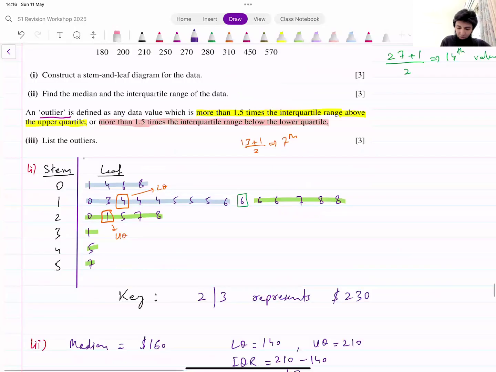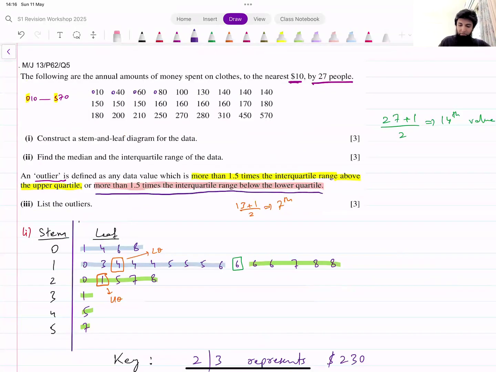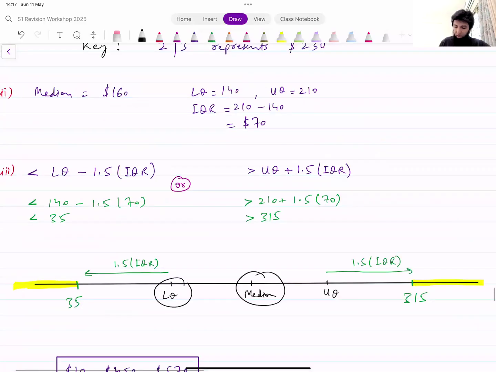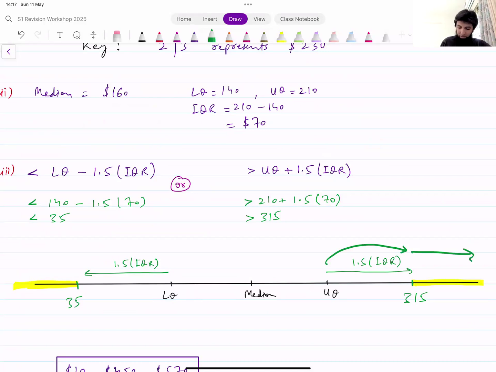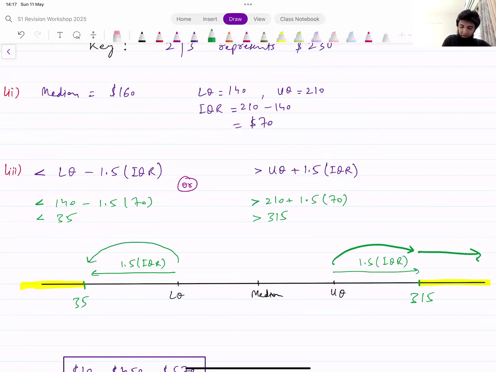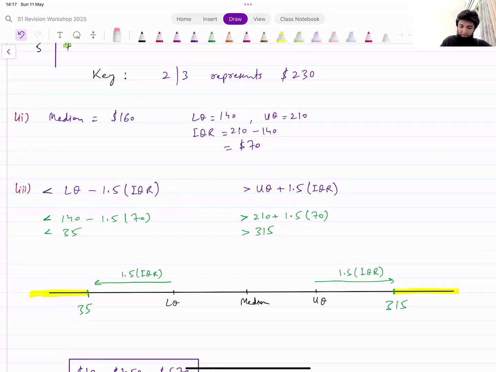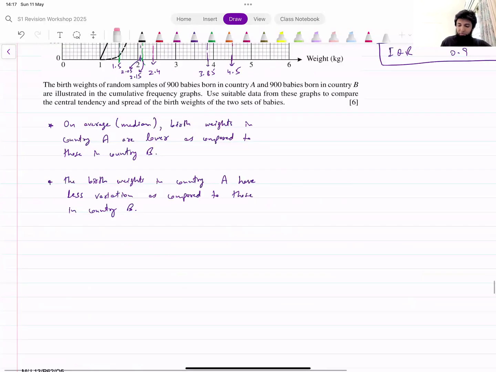And any value that's more than 1.5 times the interquartile range below the lower quartile. What does that mean? Take the lower quartile and subtract 1.5 times the interquartile range from it. Any value lower than that is also an outlier. You can understand it like this: you've got the median in the middle, the lower quartile here, the upper quartile here. If you go 1.5 times the interquartile range to the right of the upper quartile, this region is going to be outlier. And if you go 1.5 times the interquartile range to the left of the lower quartile, this region is going to be outlier as well. So we understand from this, any value that is less than 35 or greater than 315 is an outlier. So we look at the data and spot any values that satisfy those conditions.